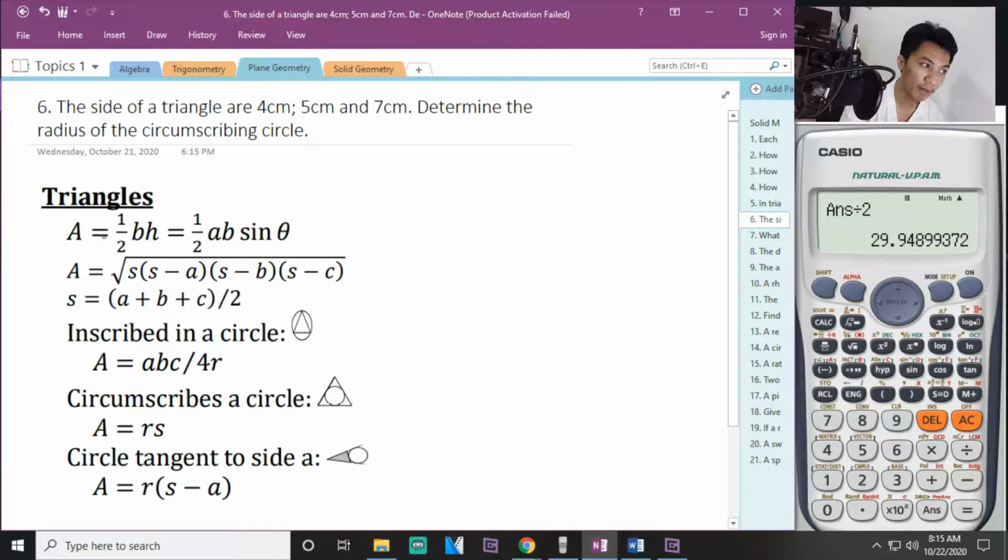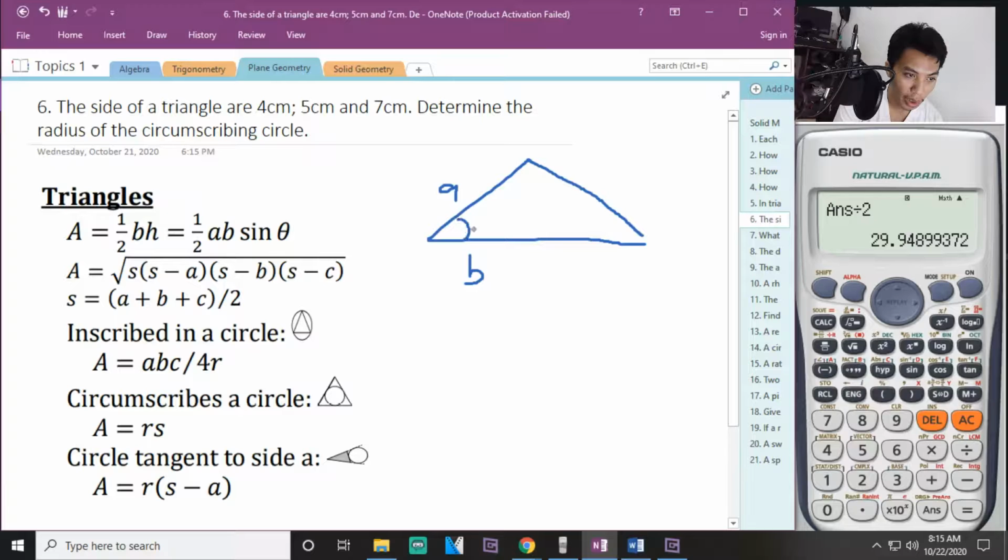Okay, the general formula for your triangle, tinuro ko na sa inyo, tawag dito, trigonometry, is yung area niya is 1/2 base times height. Okay? 1/2 base times height. Pero pag given yung angle, given two sides, A and B, and an included angle, itong gagamitin mo, 1/2 AB sin theta. Ngayon, pwede mo rin gamitin yung Heron's formula, where S is the semi-perimeter.